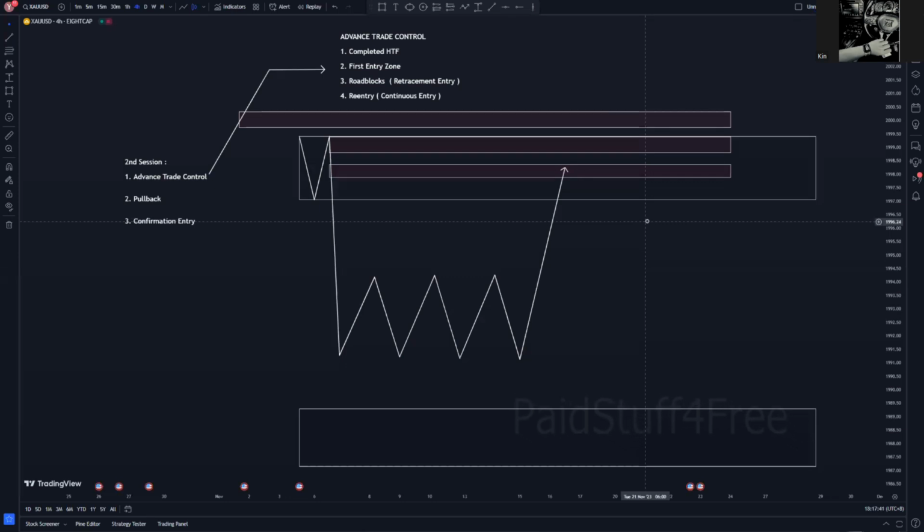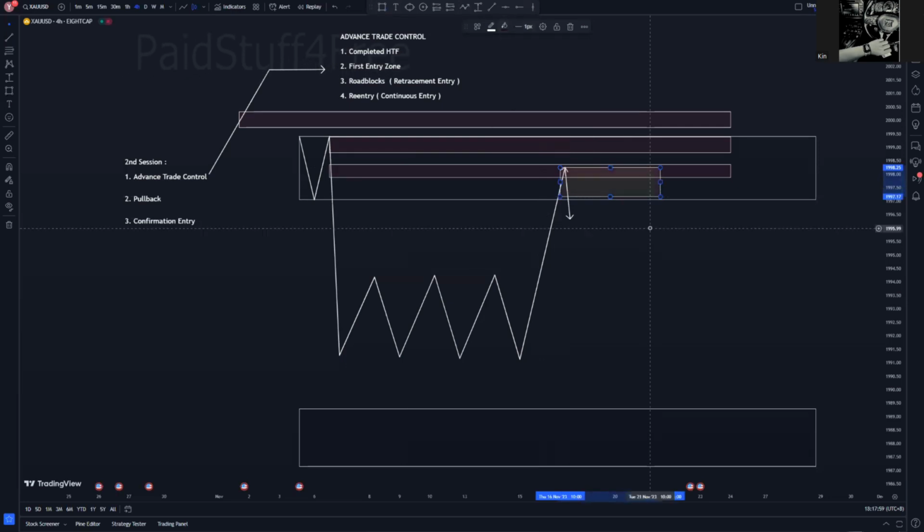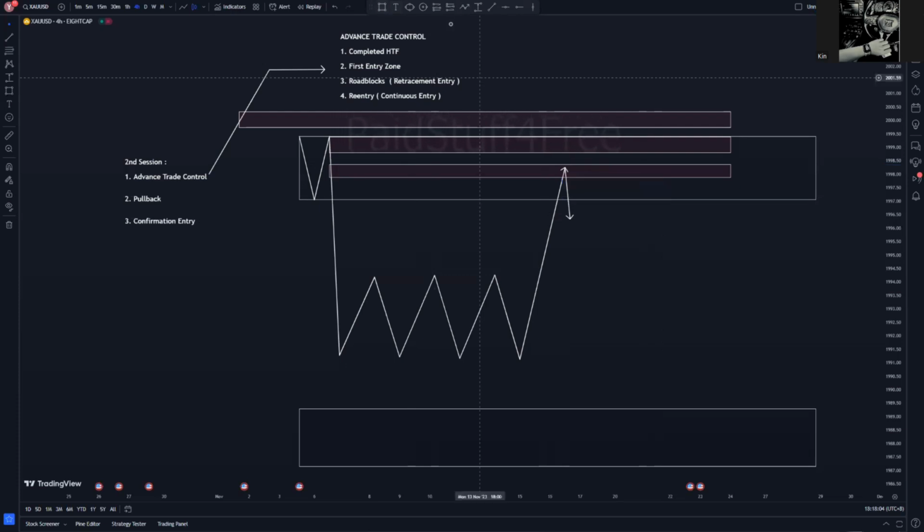All right. So the main reason why we use the first entry zone is we want to make sure that after the price creates the confirmation entry, the price will go down. And then we want the price to create the trade control. If there is no trade control, there will be a big possibility for the price to go up again to look for another first entry zone. For now, do you guys get it? Or do you want me to repeat again?